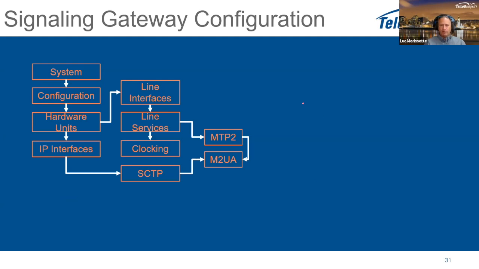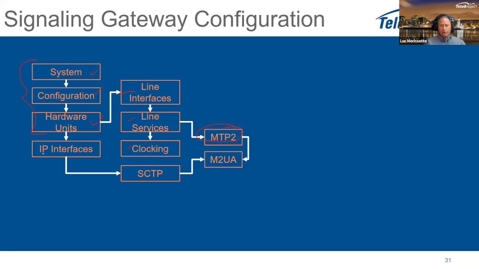For the signaling gateway configuration, you will have similar stuff to do. One is the system configuration and hardware unit. So these normally are always there and you don't need to change any of those. You will have your line interfaces, line services, and clocking that you need to configure. And then you will need to choose which MTP2 links, or where your MTP2 links are, in all of your OC3 configuration. Or it could be also on that specific BITS port, right? On the BITS port, you can choose one of the MTP2 links there.